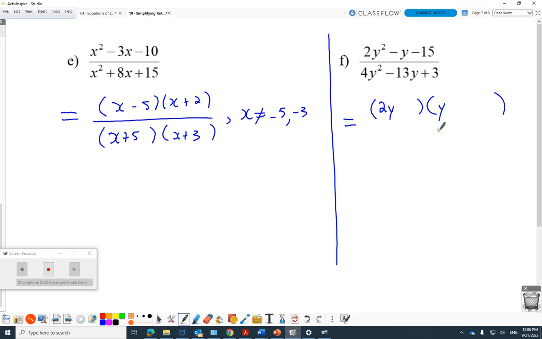Now, two things that multiply to 15. Couple of choices: 5 and 3, 1 and 15. I haven't dealt with the negatives yet. Let me think it up.